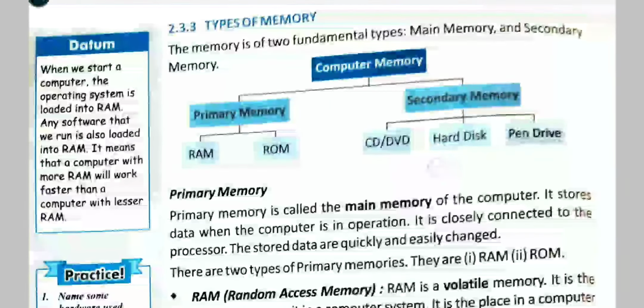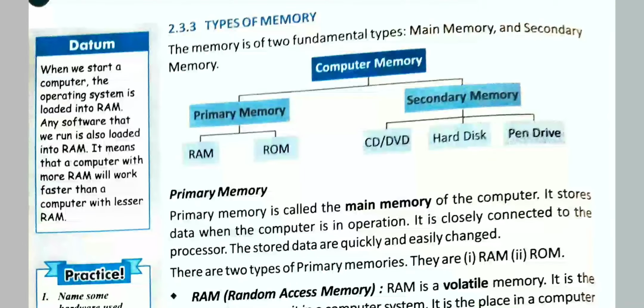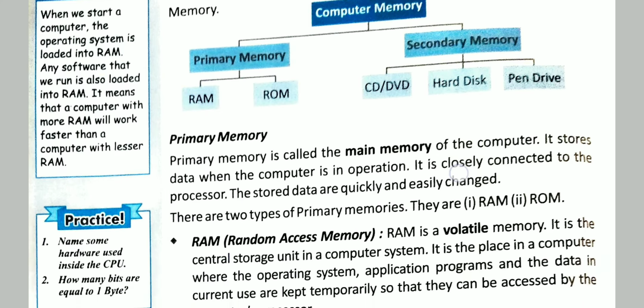Here is the main part, the types of memory. Which kind of memory does a computer use? The memory is of two fundamental types, main memory and secondary memory. Main memory is also called primary memory. So computer memory is divided into two: primary memory, which contains RAM and ROM, and secondary memory, such as CD, DVD, hard disk, pen drive, all the external devices.